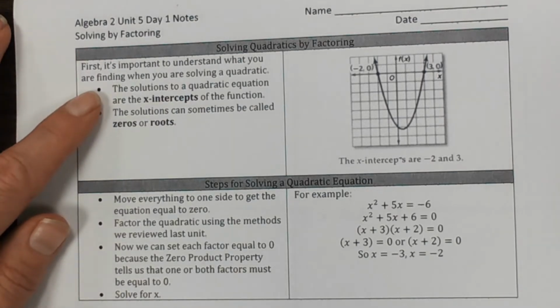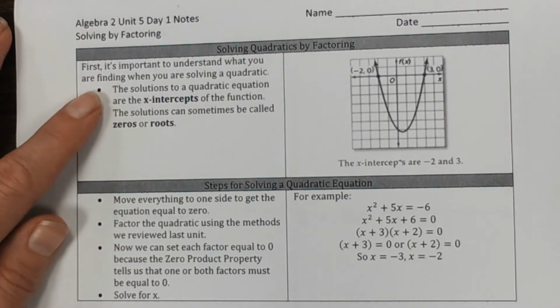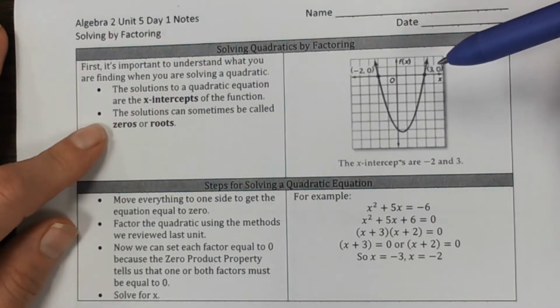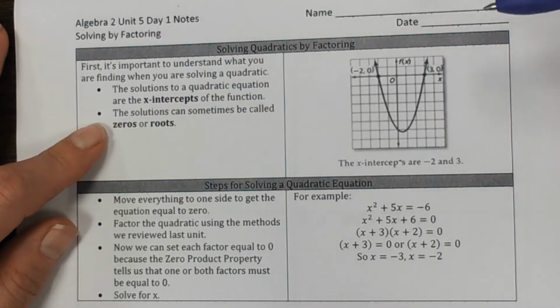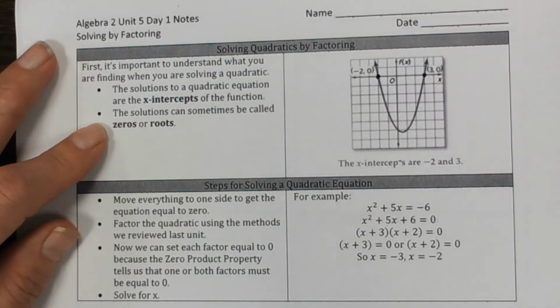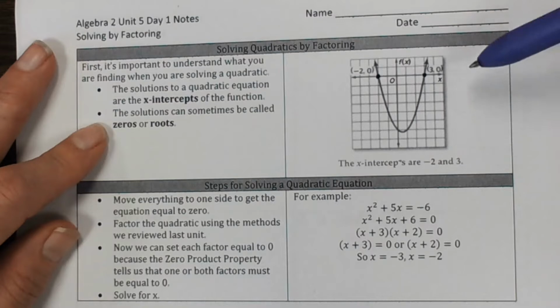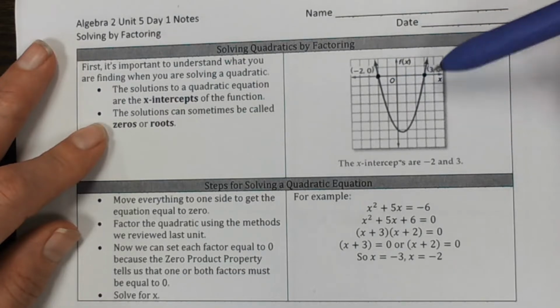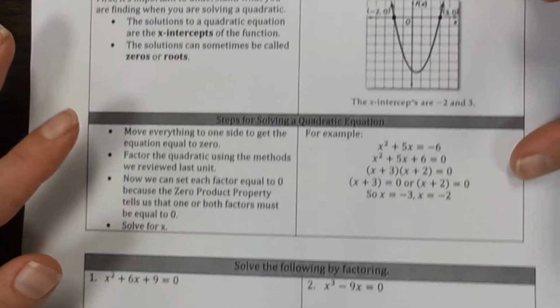So the solutions to a quadratic equation, when you solve a quadratic equation, you're finding the x-intercepts of your parabola. These sometimes can be called zeros or roots. So if you see any of those words, solutions, roots, zeros, they're all talking about the same thing, and they're referring to these x-intercepts. So if we were looking at this graph and we solved it, we would say that the solutions were -2 and 3, which were our x-intercepts in our function, in our graph, in the parabola.